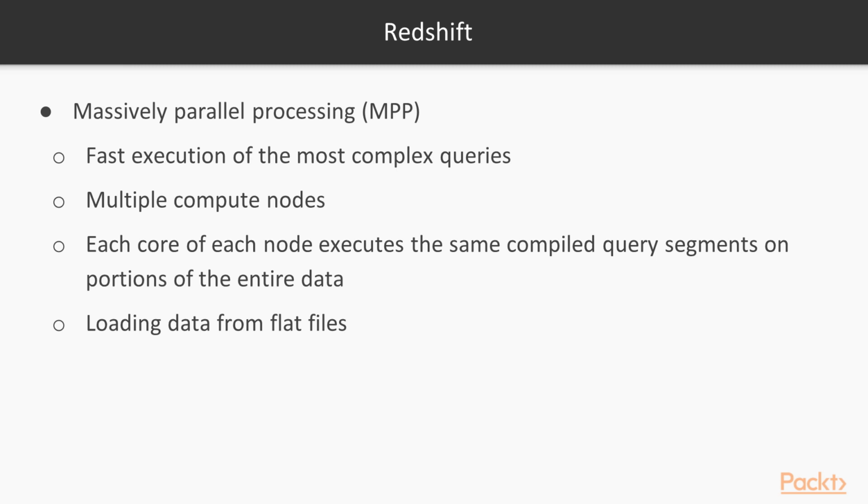And loading data from flat files takes advantage of massively parallel processing by spreading the workload across these multiple nodes and at the same time reading from multiple files. So not only do you get to leverage multiple cores across multiple nodes, you also get to leverage improved disk performance because you're reading from multiple file systems on multiple nodes all at the same time.